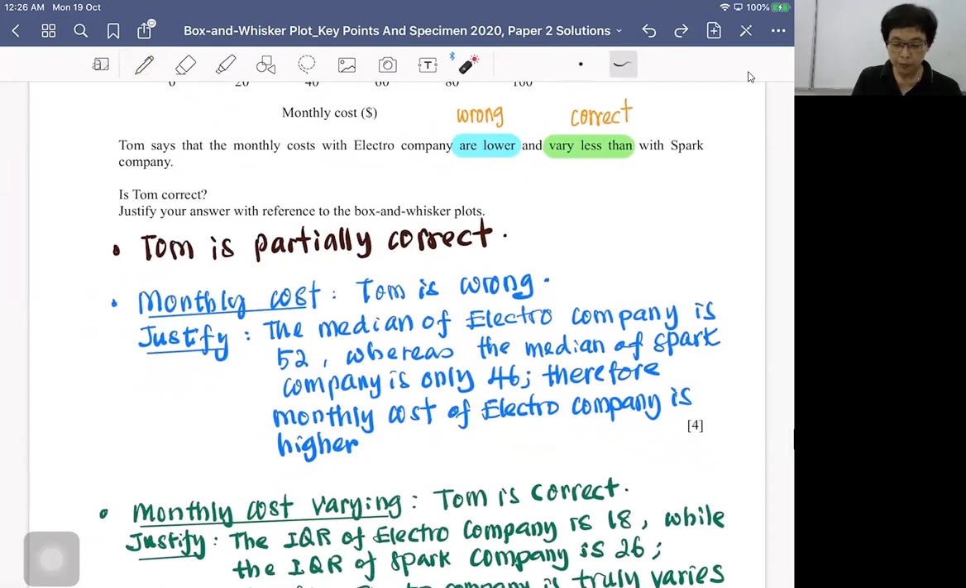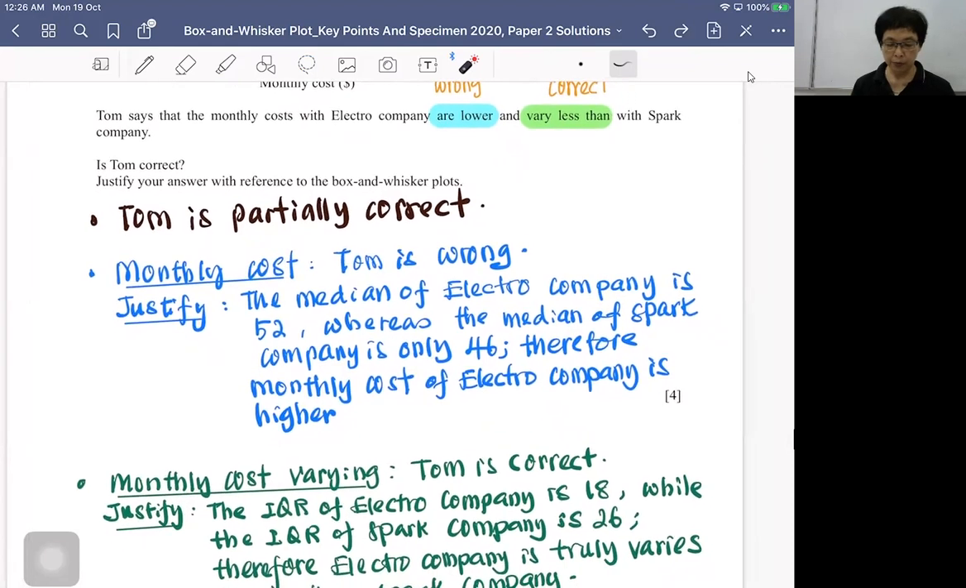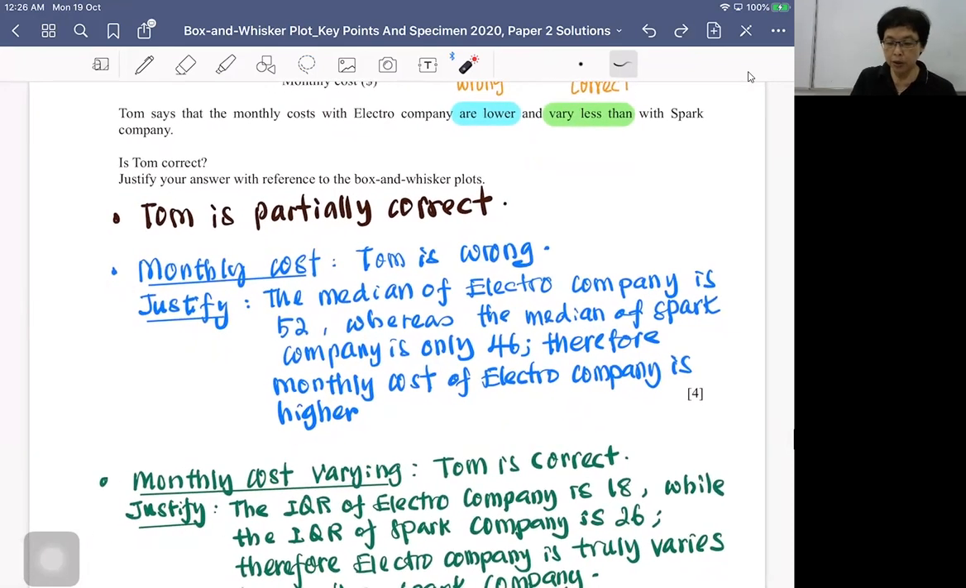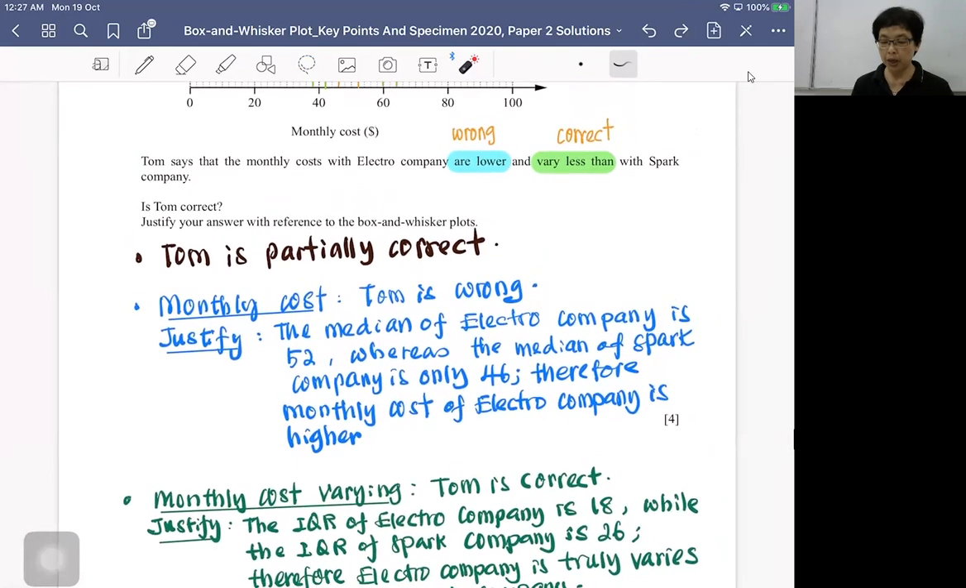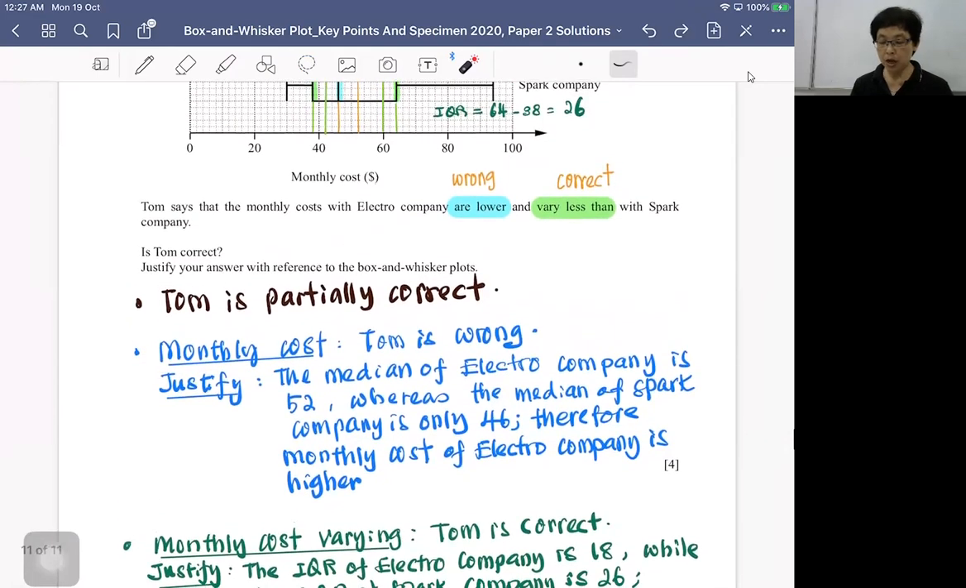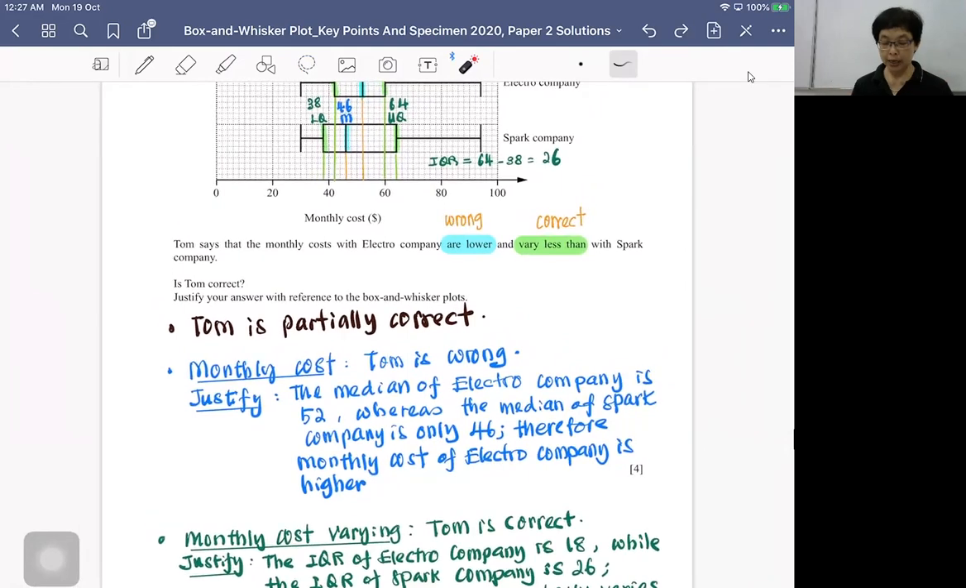I'm simply putting down the first point. Tom is partially correct. Then we elaborate further. The first bullet corresponds to the monthly cost, which one is cheaper, which one is more costly. Then we say Tom is wrong. Justify: the median of Electro company is 52, whereas the median of the Spark company is only 46. Therefore, the monthly cost of Electro company is higher.